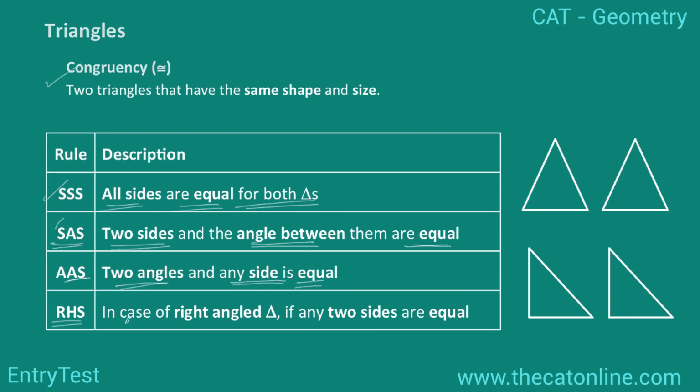Fourth one being RHS. In case of a right angle triangle, there has to be a right angle in both the triangles and the other two sides are equal. So basically, if you have two triangles of same shape and size, they can overlap one another and their corresponding vertices will match each other. Those kind of triangles are known as congruent triangles, and these rules can be used to prove that the given triangles are congruent triangles.